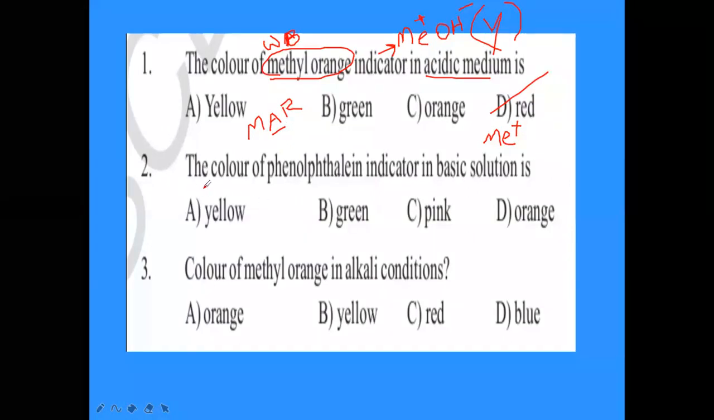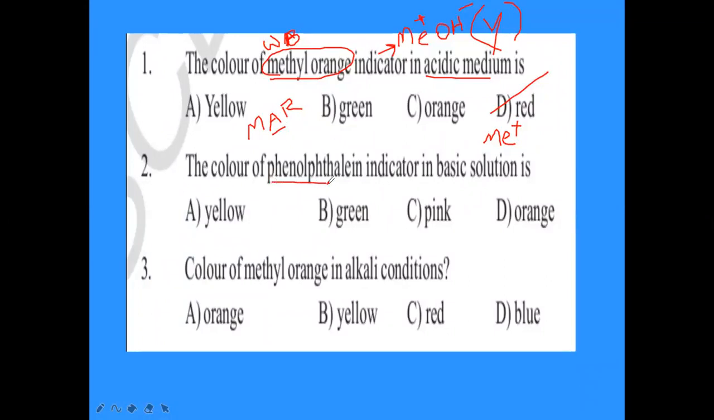Next, the color of phenolphthalein indicator in basic solution. Now here, this phenolphthalein indicator is given by HPh, with capital P, small h. HPh is the molecule of what, ma? Phenolphthalein. So HPh. In this, H plus is what? Cation. And Ph minus is what? Anion. Ph minus is the anion. Remember.